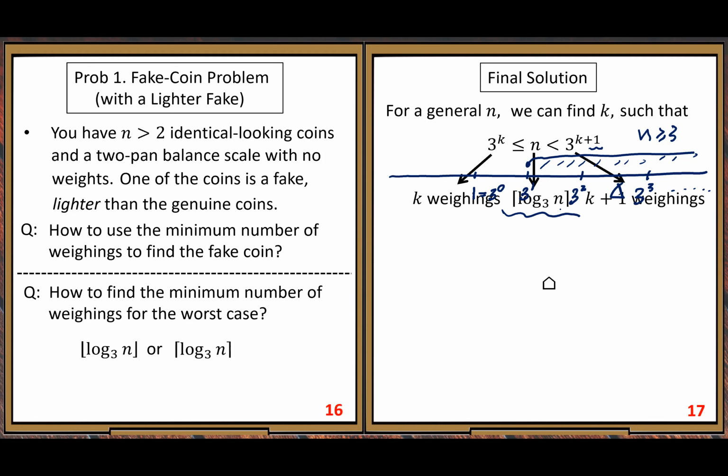So here, I want to say, no matter what n is given, if it is between those two numbers, we can use k plus 1 weighings to find the solution. But that k plus 1 corresponds to the ceiling function, not the floor function. Ceiling function, moving up. That's the reason why it's not used.